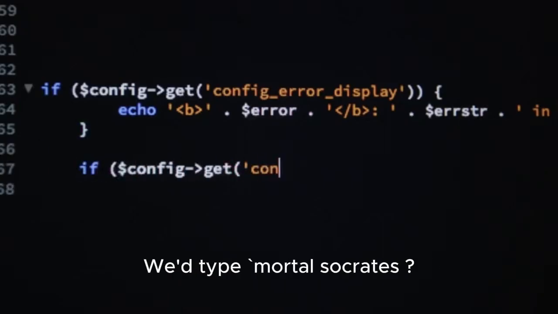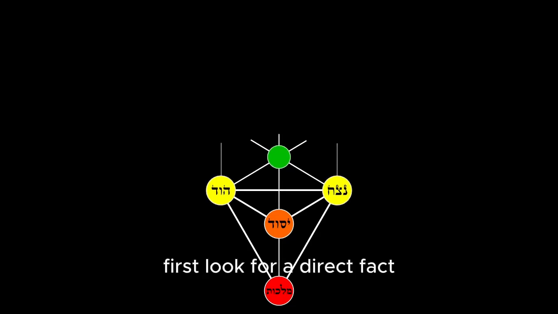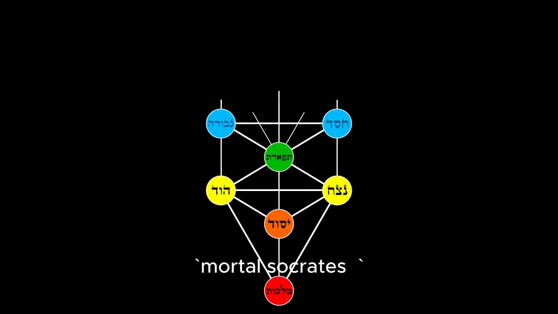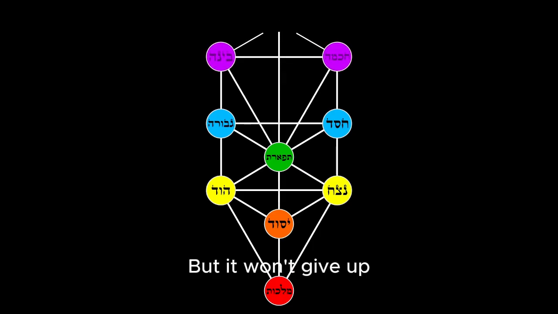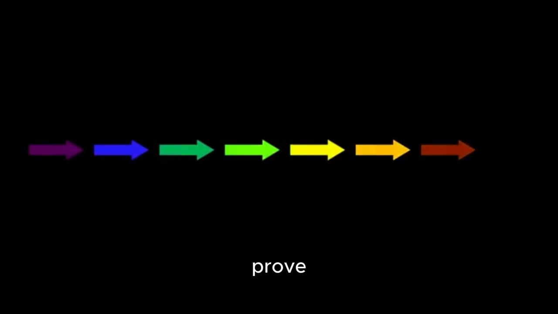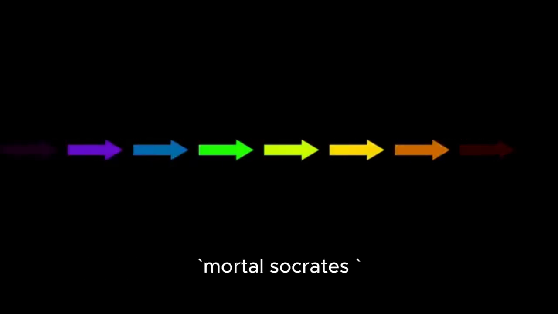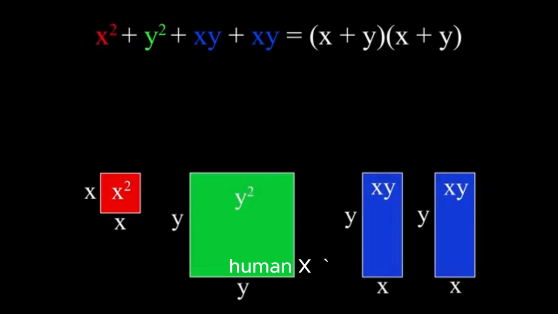We'd type mortal(socrates). The system would first look for a direct fact, mortal(socrates). It won't find one. But it won't give up. It will then look for a rule that could help it prove mortal(socrates). It finds our rule, mortal(X) :- human(X).